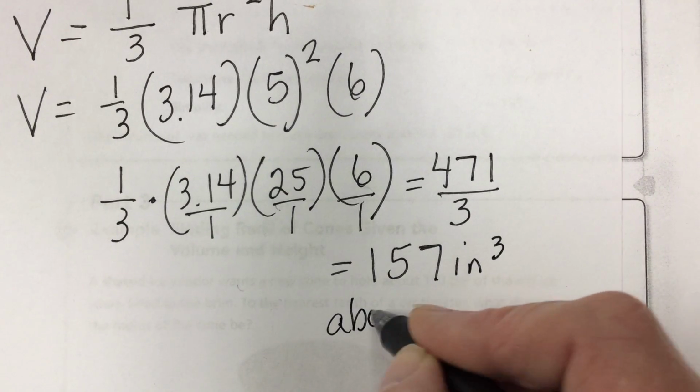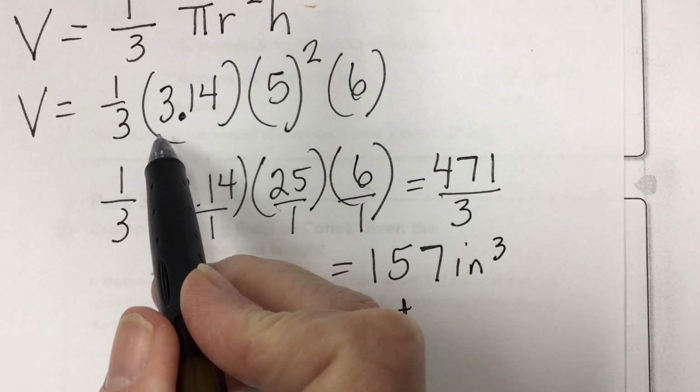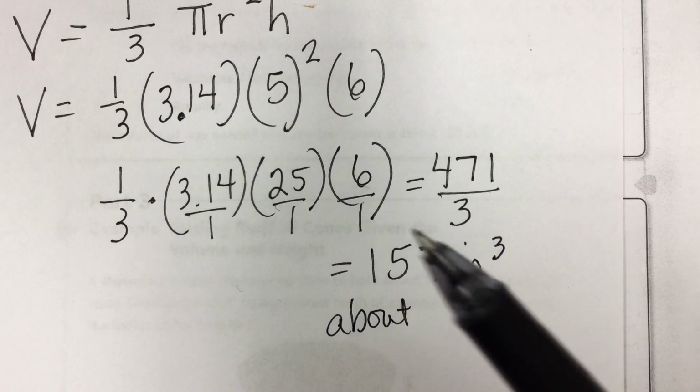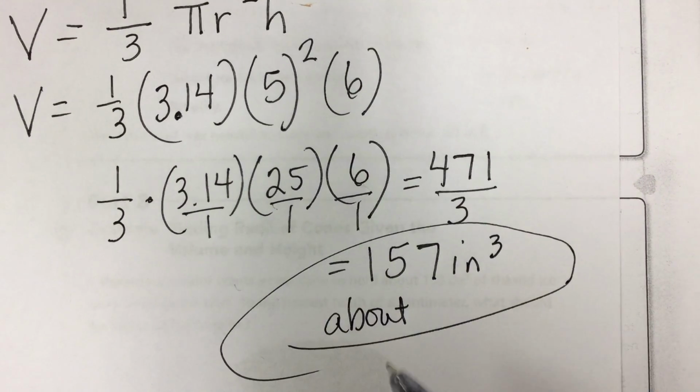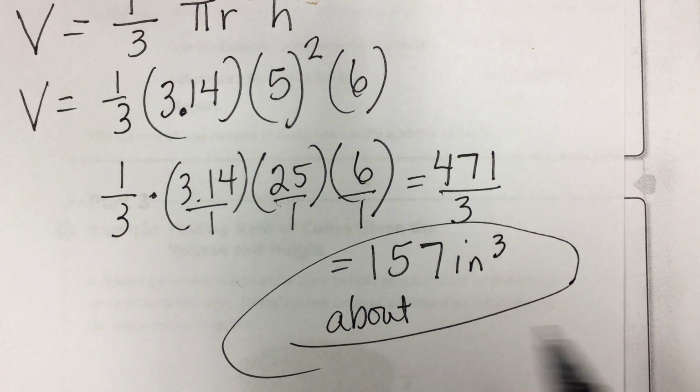Now we say about because we use the rounded version of pi. Since when you use pi as 3.14, you've rounded it. So therefore that's an approximation. So the wax needed is 157 inches cubed. So remember, inches cubed is our units for volume.